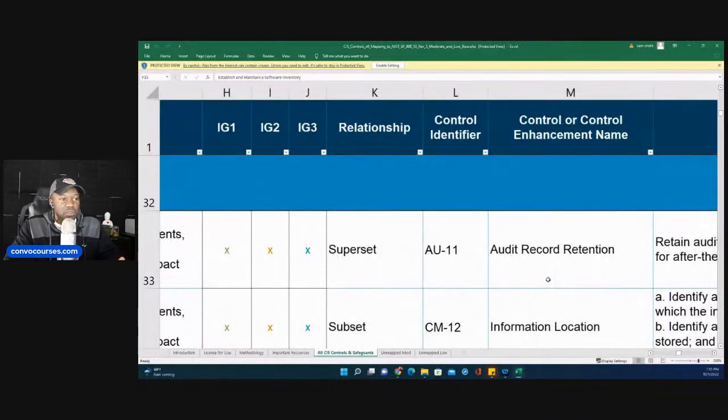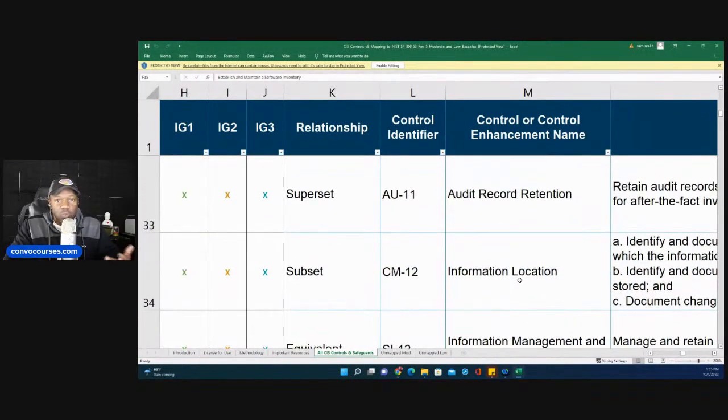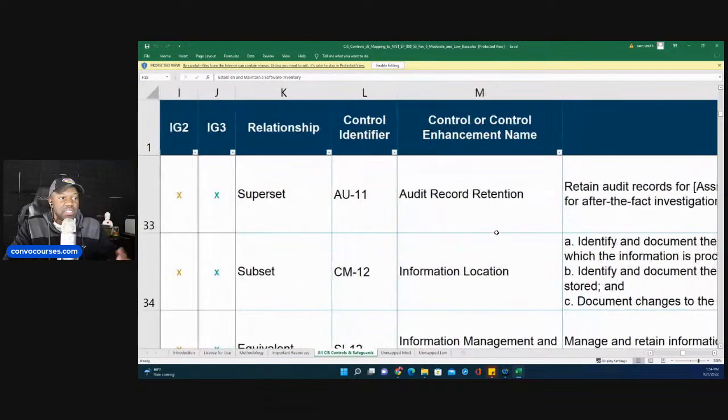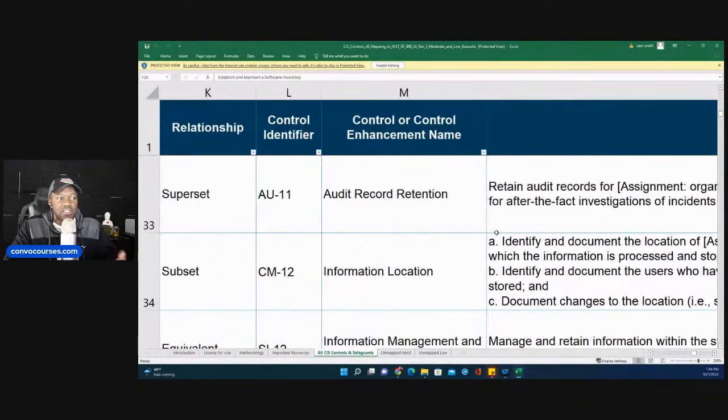So that maps to a few different controls, but one in the NIST 800 is AU11. AU is logging, audit logs. So if you have any of the AU controls, it's audit logs. This one's dealing with audit record retention. How long do we retain and keep the logs on the system?